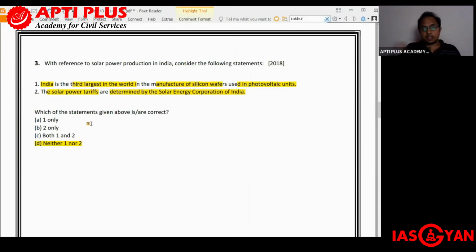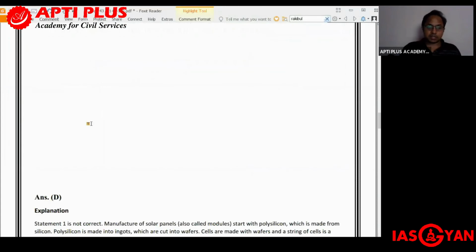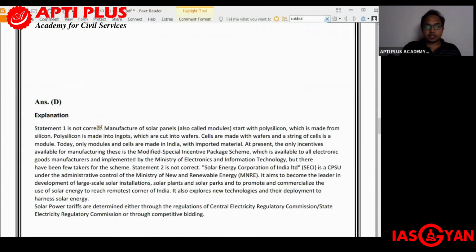That is, neither is India the third largest in the world in the manufacture of silicon wafers, which are used in photovoltaic cells or photovoltaic units, nor are the solar power tariffs determined by the Solar Energy Corporation of India. That is also incorrect. So let us see what is the correct answer. The first statement is incorrect, as you can understand.